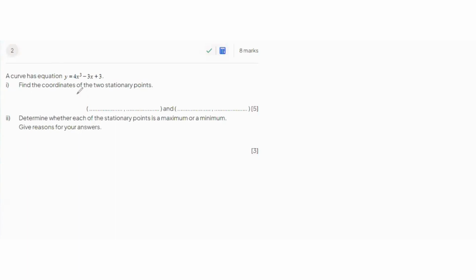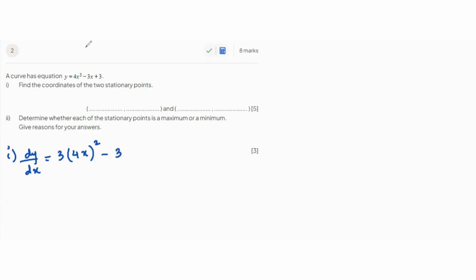The question says the curve has equation y equals 4x cubed minus 3x plus 3. Find the coordinates of the two stationary points. So for the stationary points, what we do is we find the first derivative of the equation. We're going to do dy by dx equals 3 times 4x to the power of 2 minus 3.